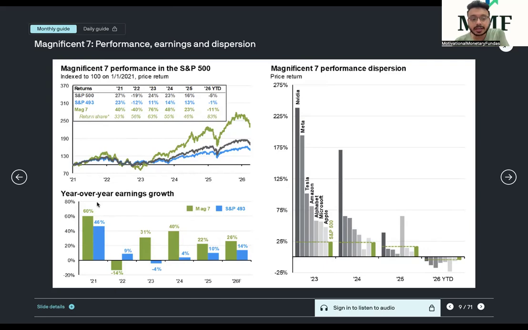The below chart shows the year-on-year earnings growth. This table shows you the price performance. The below table is guiding you upon the earnings per share, year-on-year earnings growth. So we can see the spread in the earnings growth of the Magnificent 7 as well as the S&P 493, excluding the Magnificent 7, is converging now.